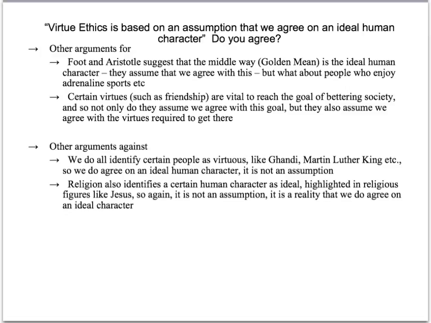So then finally, I've just included a couple more arguments for and against that you could include. So Foot and Aristotle suggest that the middle way, the golden mean, is the ideal human character, and so again there is an assumption that there is an ideal human character, and it's one which kind of aims for the middle ground in all situations. All your actions are down the middle, and they assume that we all agree with this.